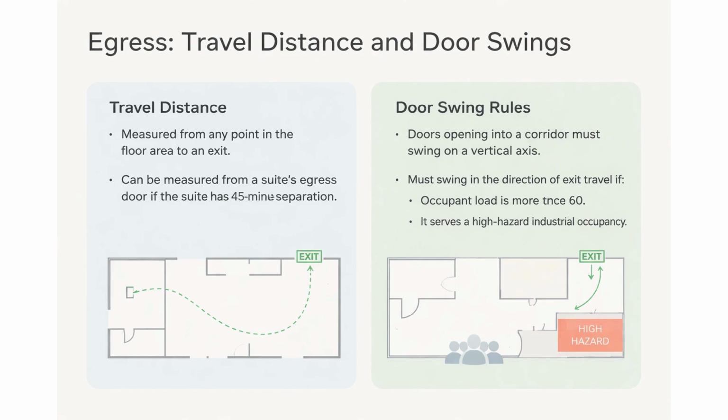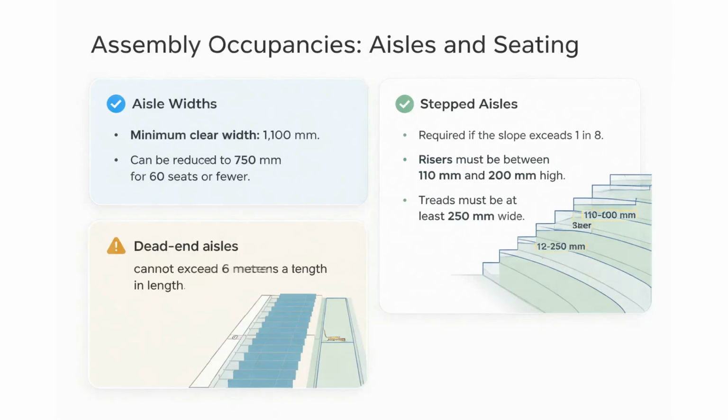Assembly occupancies like theaters or arenas have very specific rules for aisles because of the high density of people. The standard minimum clear width for an aisle is 1,100 millimeters. If the floor slopes more than 1 in 8, the aisle must be stepped, with strictly regulated riser heights and tread widths to prevent tripping. Also, to ensure people don't get trapped in an emergency, dead-end aisles are strictly limited to a maximum length of 6 meters.